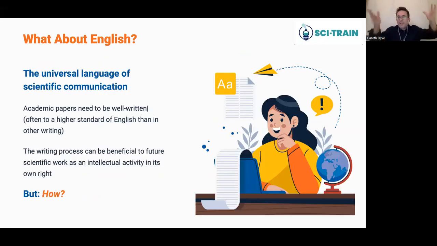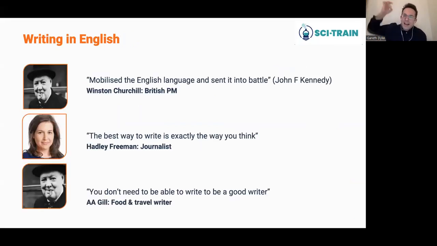And here we have the key, the universal language of scientific academic communication. I would argue that indeed you can learn a lot from the experience of writing effectively in English. Academic papers need to be well written and well structured, often to a higher standard of English than you might find in other writing. But the writing process can be fun. It can be beneficial. It can be an intellectual activity in its own right. The question is, how can you improve your English?